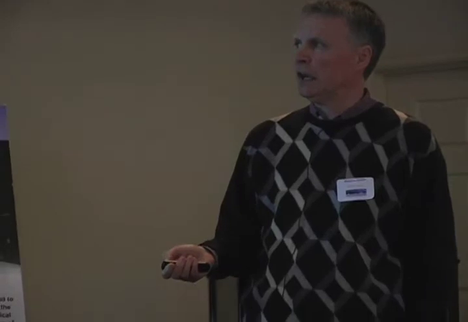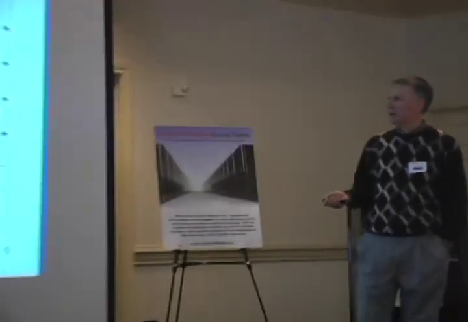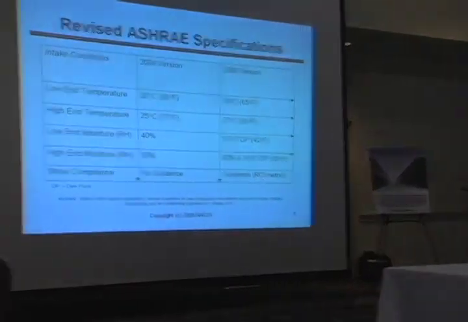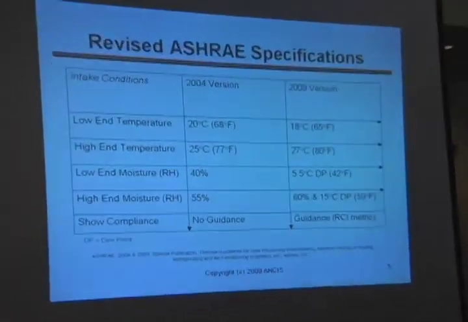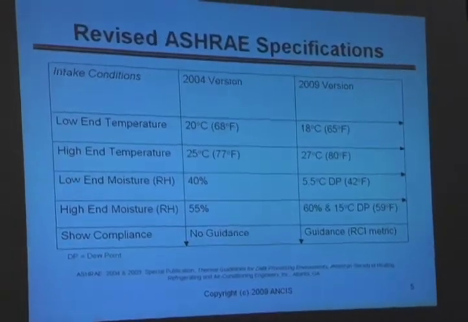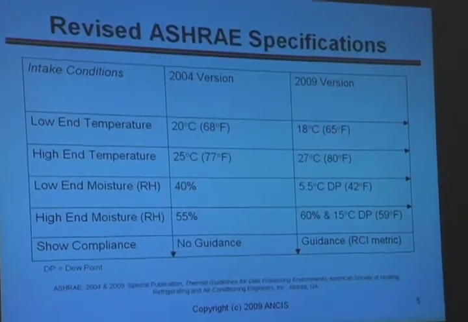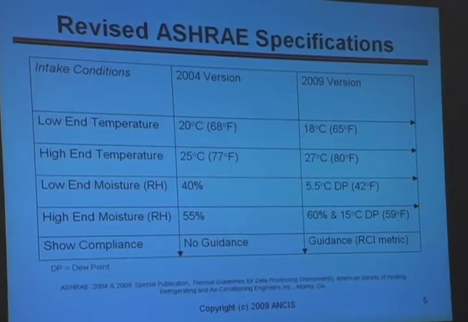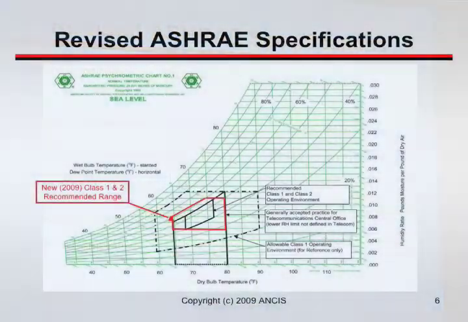And the last thing here, show compliance. There was no guideline in the 2004 version. In the 2009, there is a guideline of using the RCI, the Rack Cooling Index metric, to demonstrate that yes, we are operating within this new range. Next slide. Is this the recommended range, or is this the maximum? This is the recommended range for operating a facility.